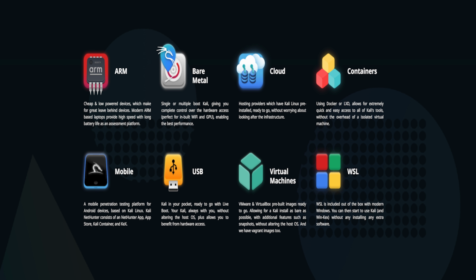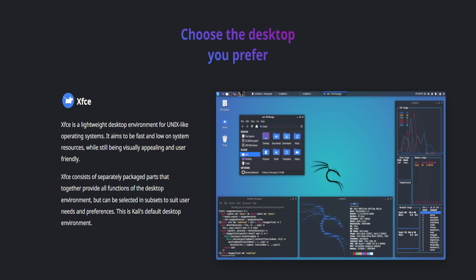Windows Subsystem for Linux. WSL is included out of the box with modern Windows. You can then start to use Kali and Win-KeX without installing any extra software. Choose the desktop you prefer.